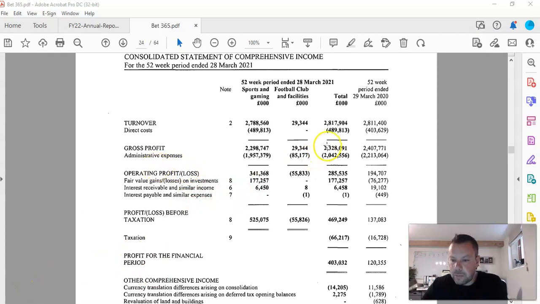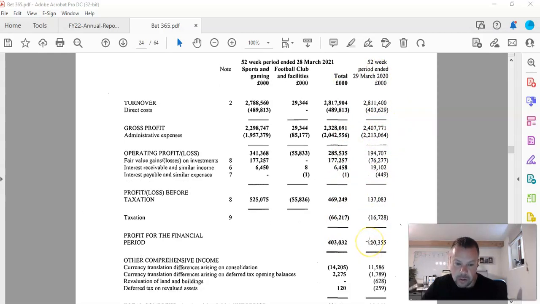It's also worth pointing out that we have a comparative period. I think I said 2020 earlier. So the 2021 figures are in this total column here, but for 2020, as a comparison, we have those figures to the right-hand side as well. So the profit for the financial period, when they take account of tax, in 2021 was £403 million compared to £120 million the previous year.